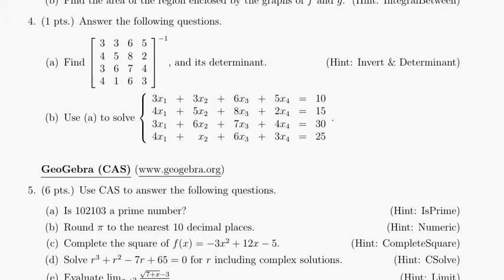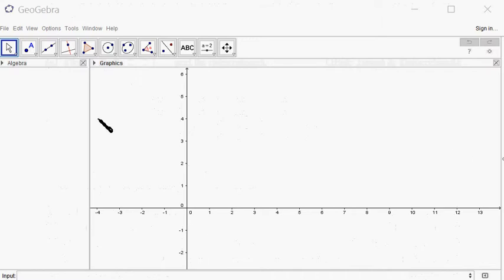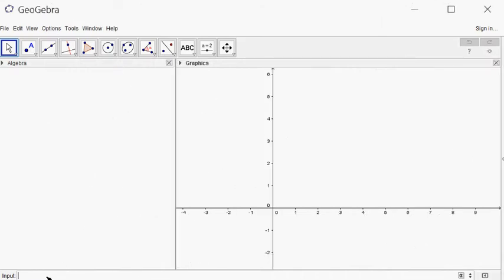So I'm going to bring up GeoGebra. First we need to enter the matrix. I'm going to call it matrix A. Then we need a set of curly brackets for the entire matrix, then a set of curly brackets for each row. So we're going to have 4 rows, separated using commas. So you have 4 sets of curly brackets, and we're going to enter row by row.